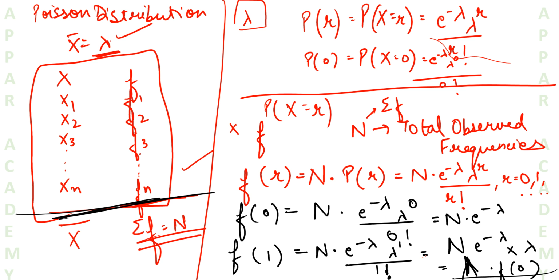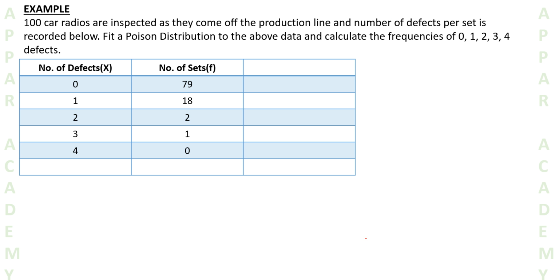Let's suppose 100 car radios are inspected as they come off the production line and the number of defects per set is recorded below. So there are 100 car radios and we are counting the number of defects in those particular car radios. Fit a Poisson distribution to the above data and calculate the frequencies for 0, 1, 2, 3, 4 defects. So we are given a distribution and we are asked to fit a Poisson distribution.